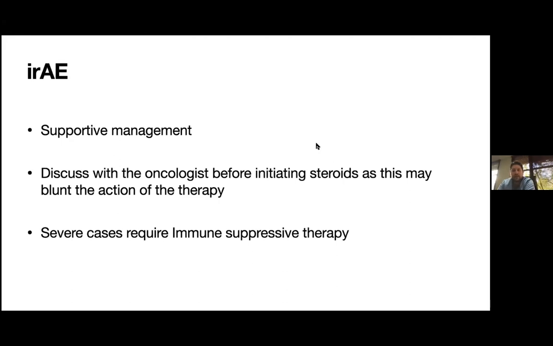I'm going to hand over now to Jonathan, who's going to talk further around the management of the colitis associated with checkpoint inhibitors.